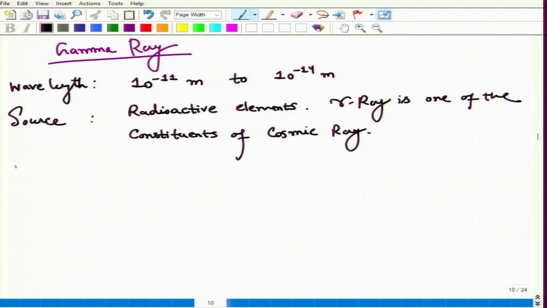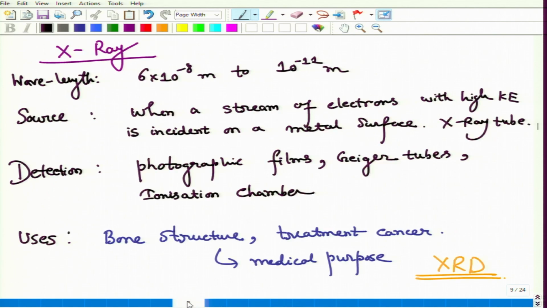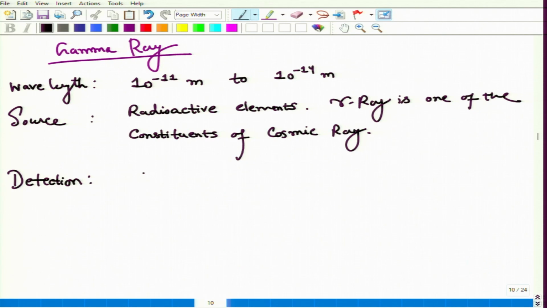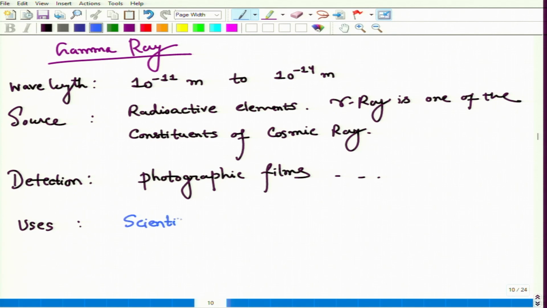This is the source, the detection. The same detection as in the case of X-ray: photographic films, ionization chambers. Okay, this is the detection. This is also used in medical purposes. We know this also. Also used in scientific investigation.